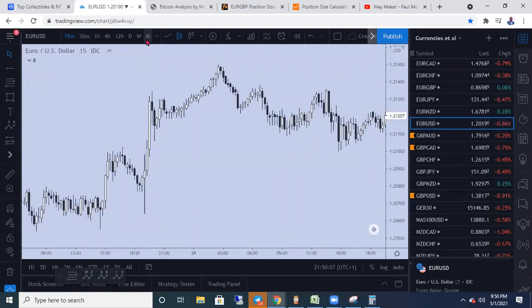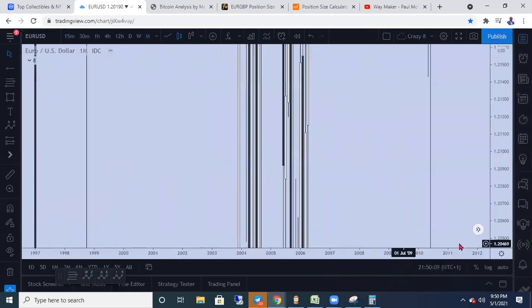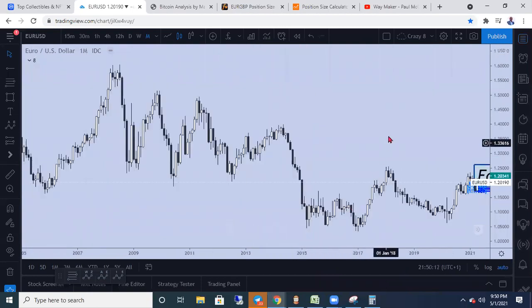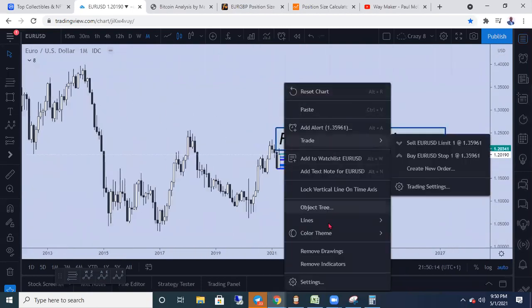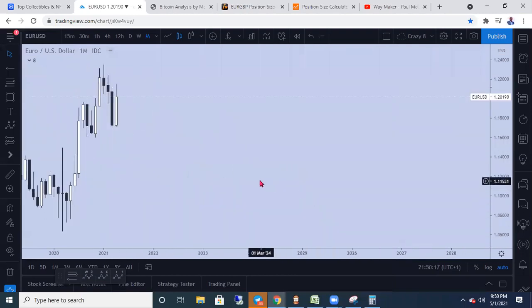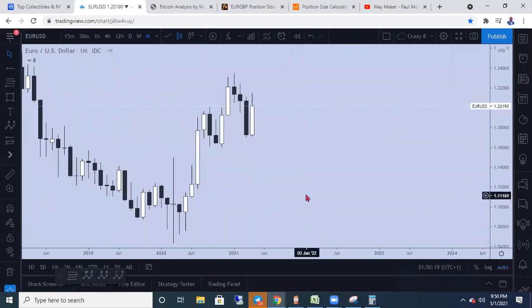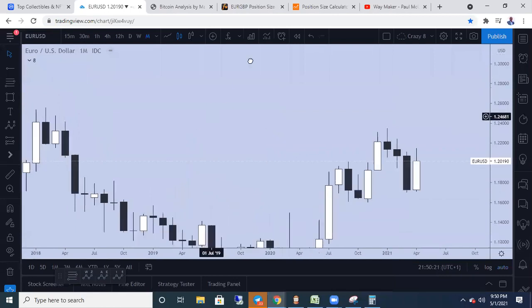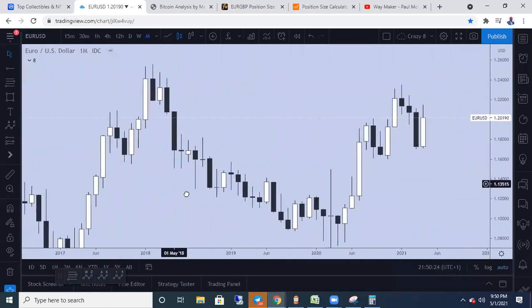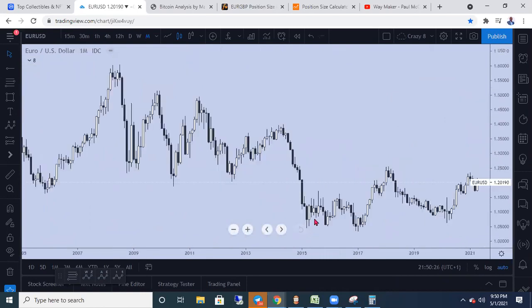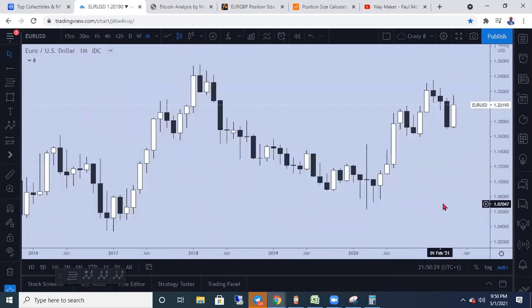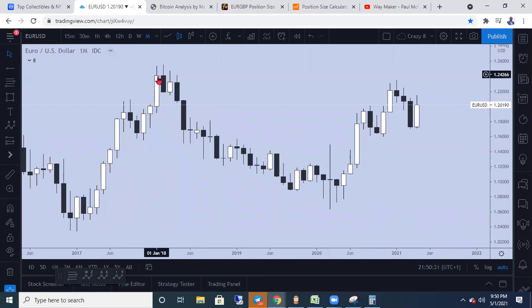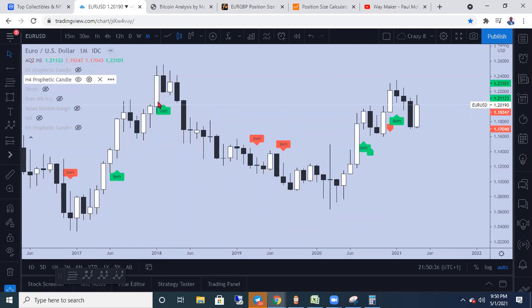Euro USD. Let's go to the monthly time frame. Top-down analysis right now. Okay, so here we are. You can see if I call up momentum shift, right? So we have that shift, we have that, fine. Okay. So watch this.